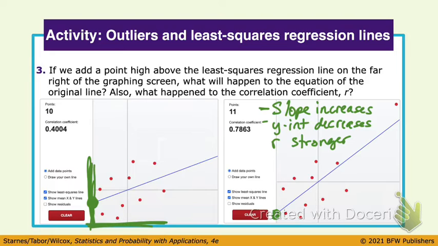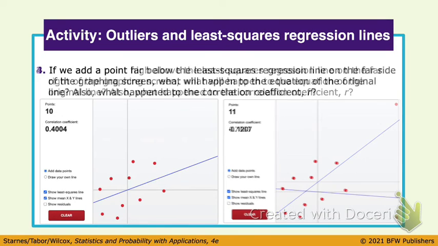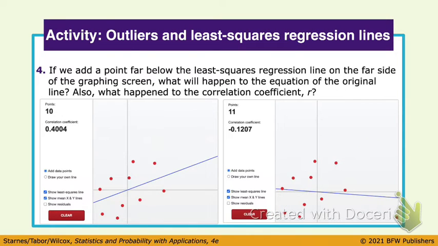Now, there's lots of different places you could put the dot, so we'll see some more here, and you'll see that depending on where the dot goes, it changes things in different ways. So for the next one, we put a dot on the far right, but now we put the dot far below the original line. So what happens to the slope?